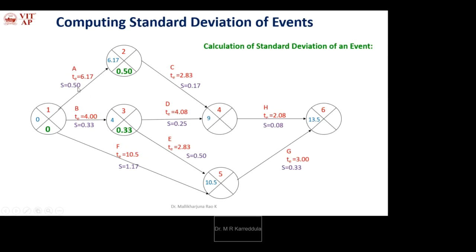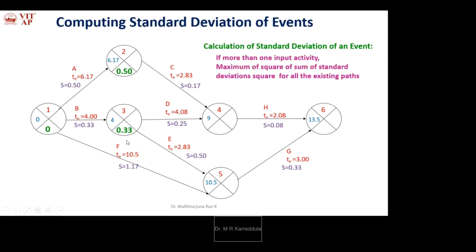Square root of 0.5 square plus 0.17 square, comma, square root of 0.33 square plus 0.25 square. So we take the maximum of this path and this path. If there is more than one input activity, we take the maximum of the square root of the sum of the standard deviations squared for all existing paths. These are the two paths that exist. So it is 0.53. In this way we have to calculate for the remaining nodes.